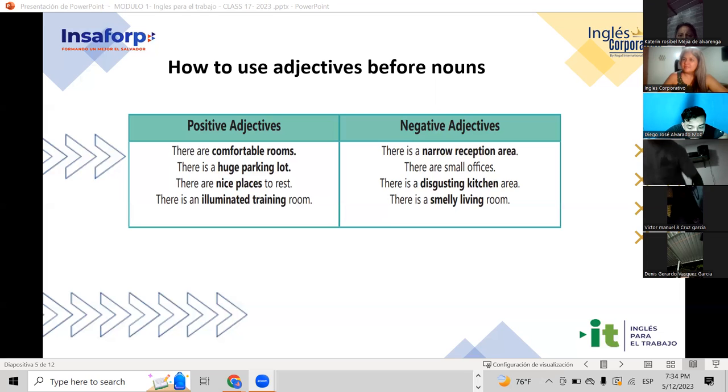Sí. What about you, your house? Supuestamente es una oración, ¿verdad? Solo usando el there is, there are, ¿verdad? And yes, and positive or negative adjectives. Bueno, there is a television in living room. In the living room. Okay, thank you. Wendy?